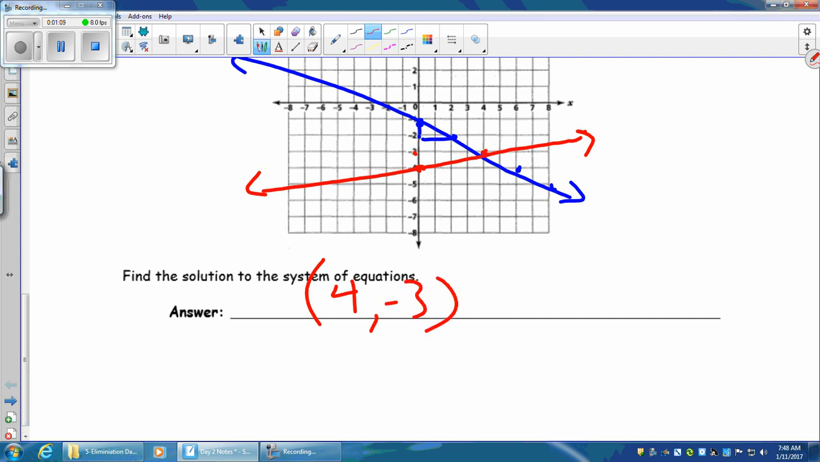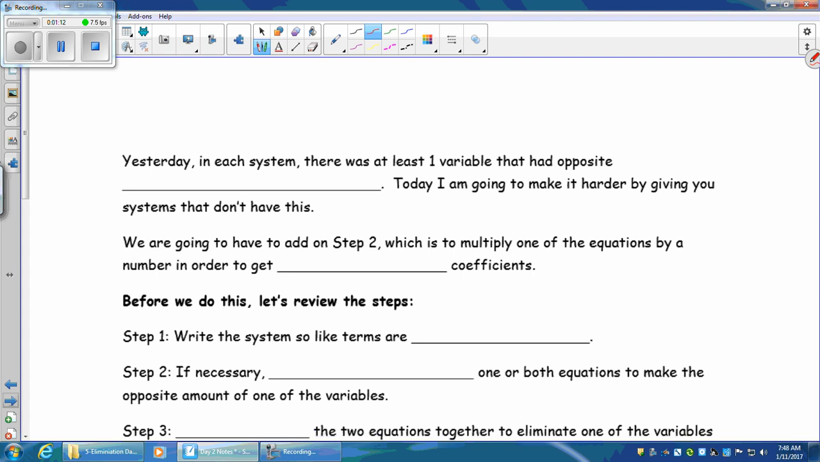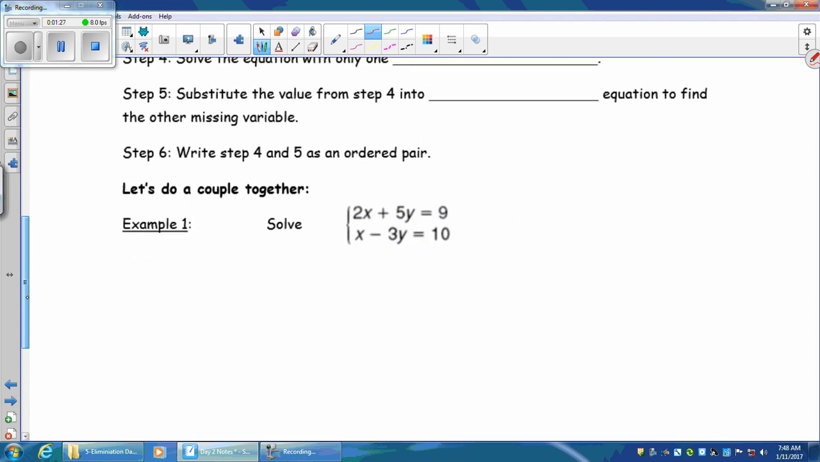Today, though, when we flip the next page, we're going to take a look at something sort of new. Yesterday in each system, there was at least one variable that had an opposite coefficient. Today, I'm going to make it harder by giving you systems that don't have this, sort of like the last one on the notes yesterday. Yesterday we said, well, we could just add these together. But if I just added these together, 2x and x makes 3x, and 5y and -3y makes +2y, which does not help us.